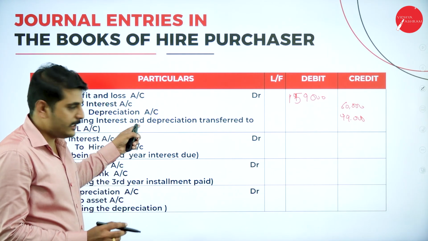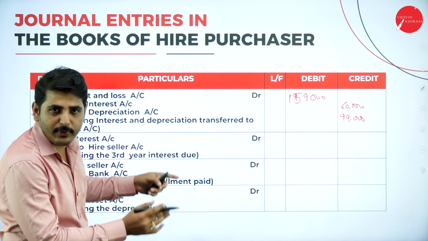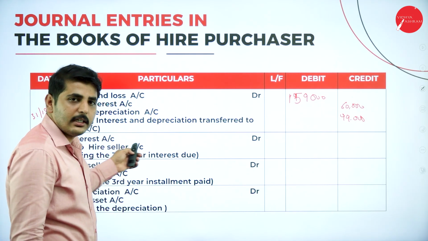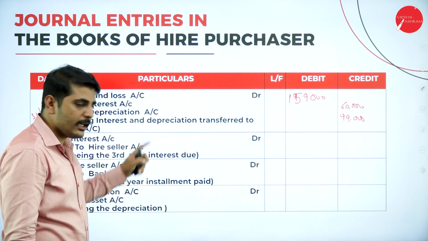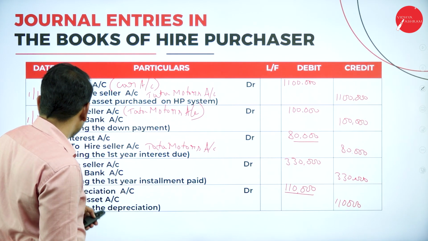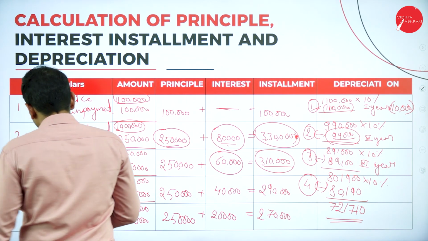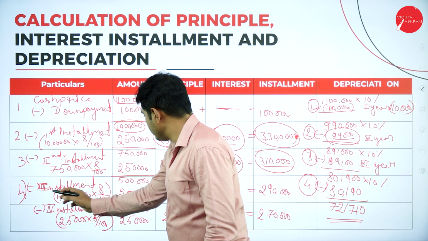Now this is the end of the second year. Now we will go for the third year. What is the third year interest? We already calculated the third year interest and depreciation, we are just writing the amounts. Let's go here for the third year installment.